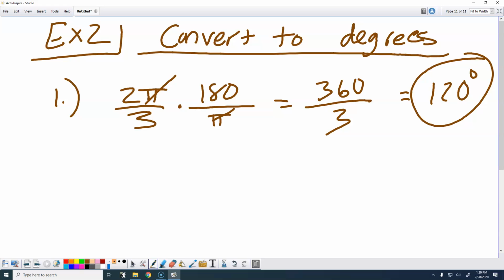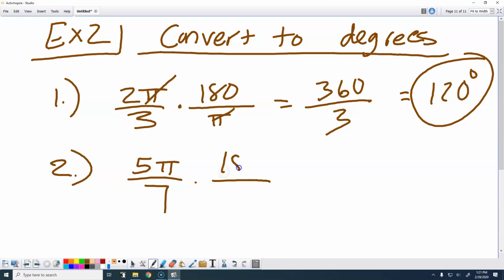All right. Now I'm going to give you one that's not on the unit circle. Ready? Yeah, you are. 5 pi over 7. I want to convert that into degrees. So, Anaya, what am I going to multiply by? Good. Ishmael, what do I do first before I multiply? Eliminate the pi thing. And then after that, we can go ahead and just do the math.